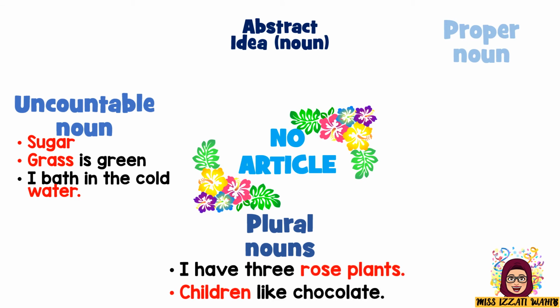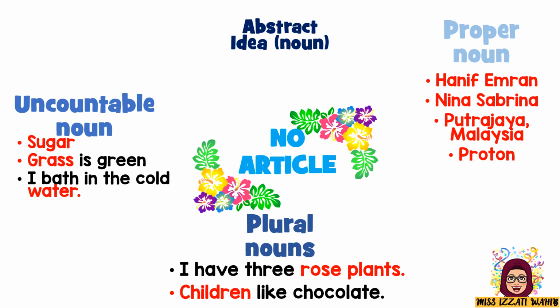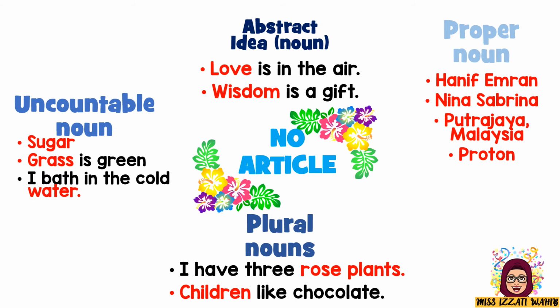Plural nouns: I have 3 rose plants. Children like chocolate. So, ini kata nama yang banyak, plural nouns. Okay, next, proper noun. These are names: Hanif, Nina, Putrajaya, Malaysia, and Proton. So, we don't have to put the. And abstract idea. Love is in the air. Wisdom is a gift. Abstract idea ialah abstract noun, kata nama yang tak boleh pegang. So, we don't have to put the.